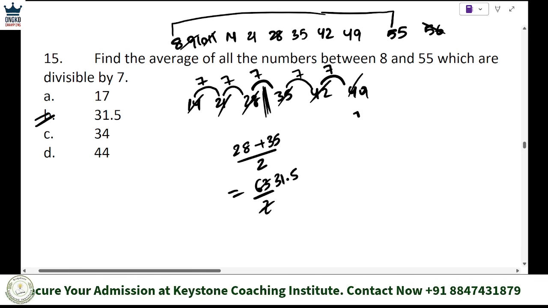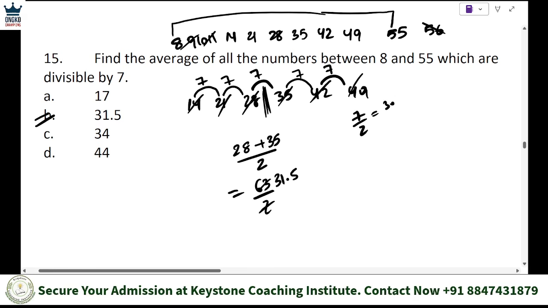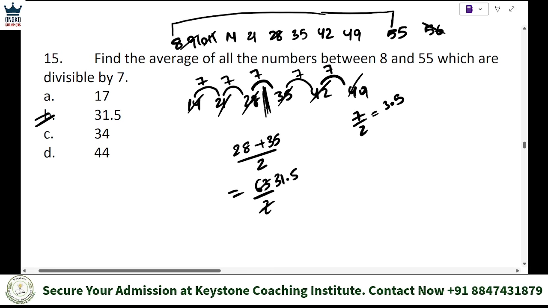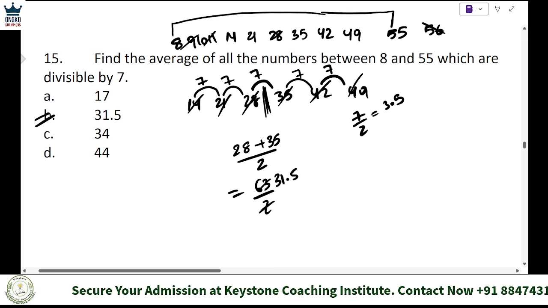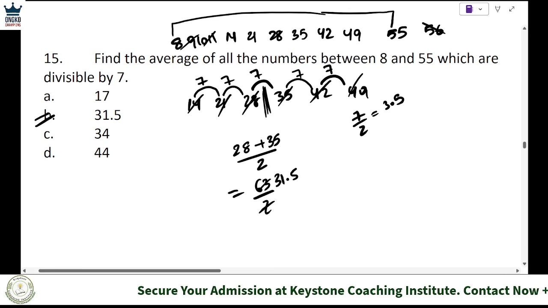the difference is 7, right? So 7 by 2 will give us what? 3.5. So 28 plus 3.5 will give us 31.5. Or 35 minus 3.5, you get 31.5 only, right? So same as it.